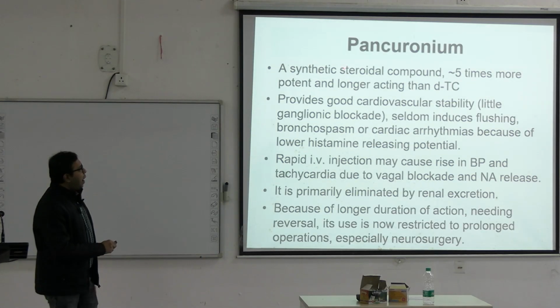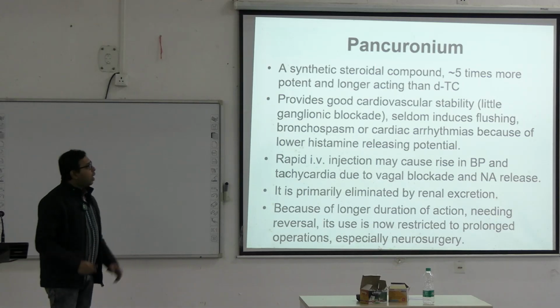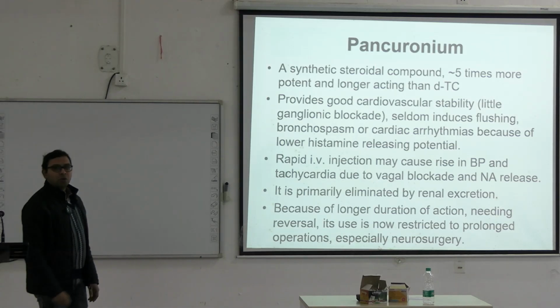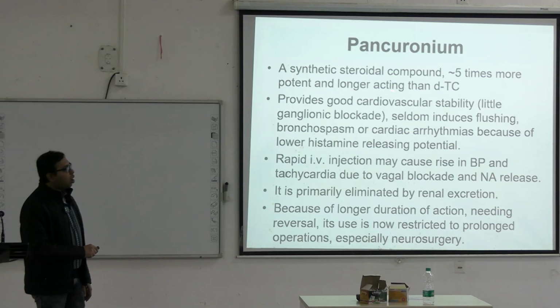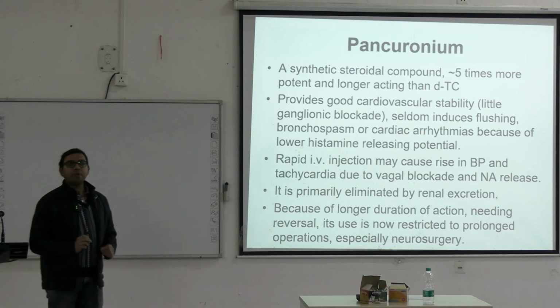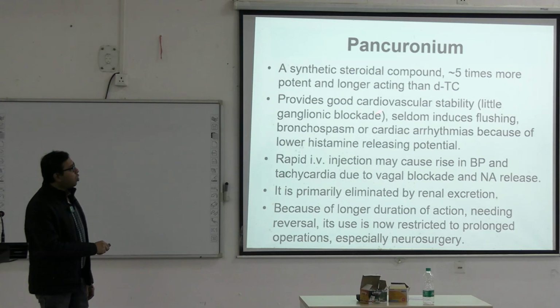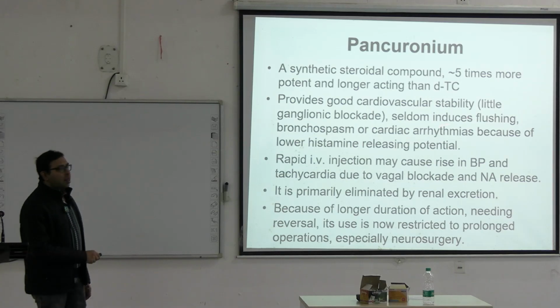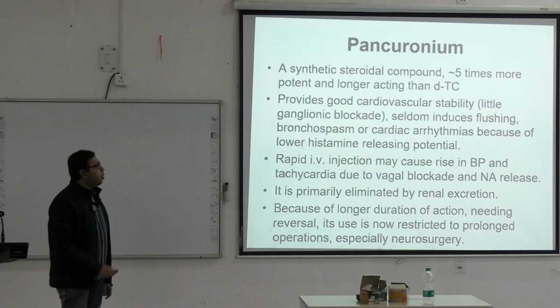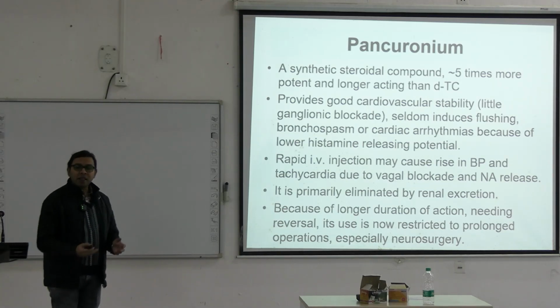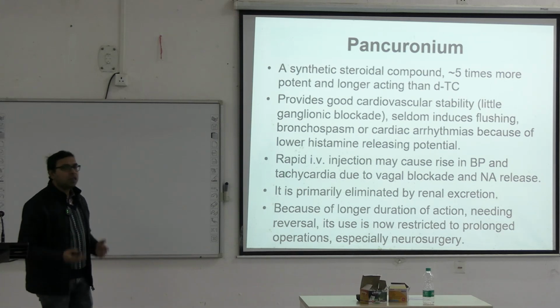Now the individual agents. Pancuronium is a long acting agent, a synthetic steroidal compound, very potent and longer acting than the prototype drug, d-Tubocurarine. It provides good cardiovascular stability, that is, it has less ganglionic blockade activity. It seldom induces flushing, anaphylaxis, histamine release, bronchospasm or cardiac arrhythmia. All these incidences are very low.